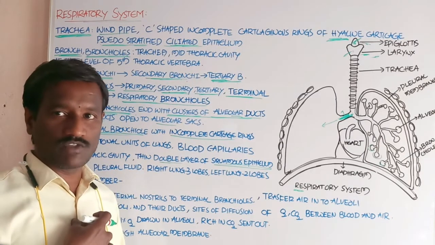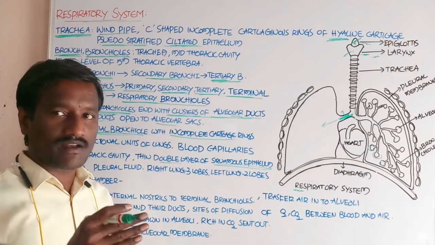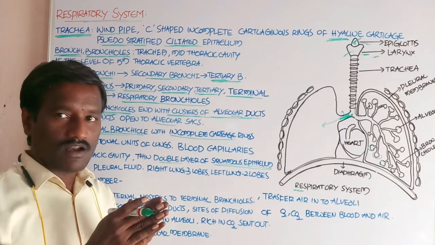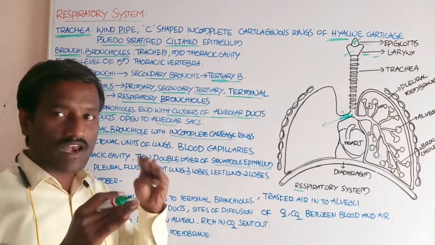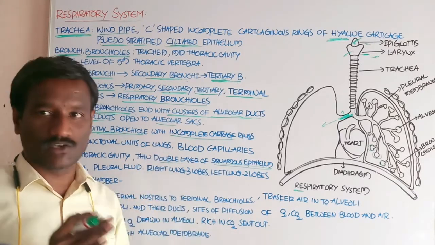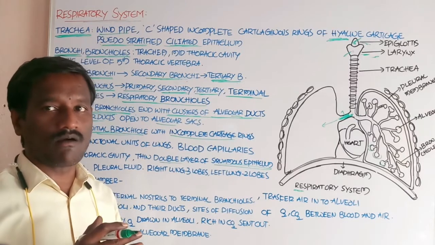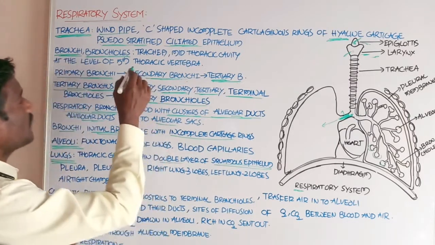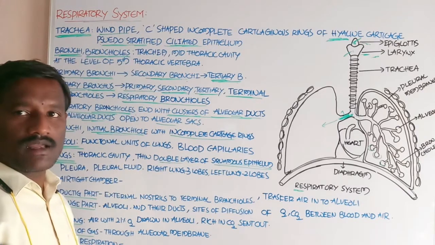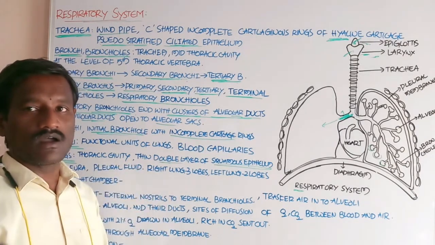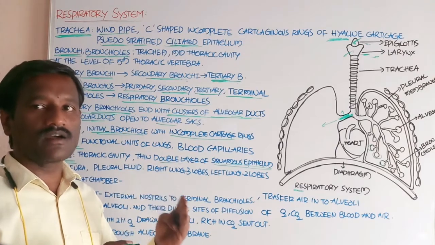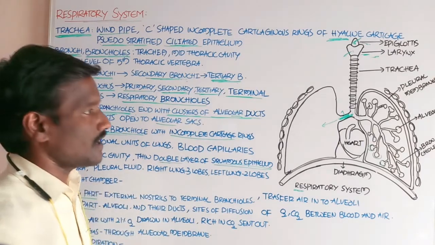At the region of the mid-thoracic cavity, the trachea is divided into two branches at the level of the fifth thoracic vertebra, which are called primary bronchi. The primary bronchi enter the corresponding right and left lung.